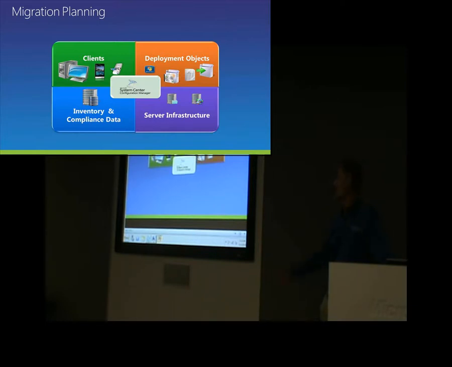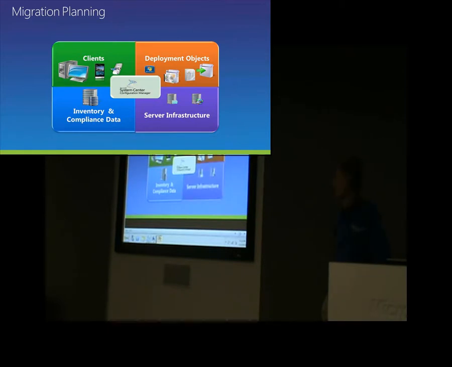Objects. Clients refer to objects. They have software distribution packages advertised to them, software updates deployed to them, OS images they've been using, DCM baselines, and so on. Then inventory and compliance data: all the things clients use to report data back to you as administrators. You need that information so you know the state of your clients. So how do you get that inventory and compliance data from your old environment to your new environment?